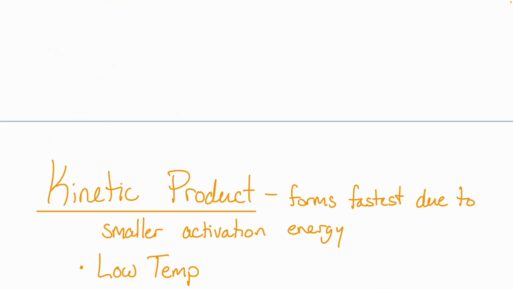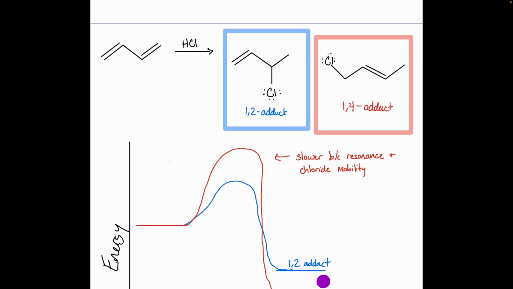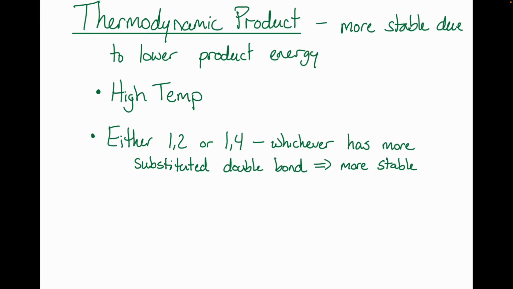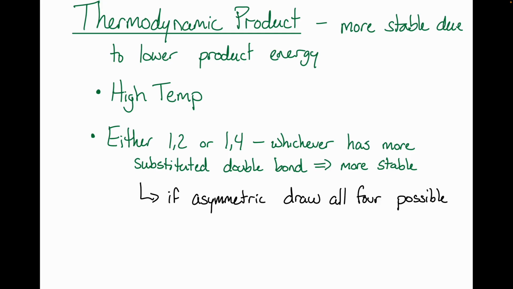Okay, so in our first example that we did here, it was indeed that 1,4 adduct, but you can't just always say it's going to be the 1,4 adduct. You have to draw all your possible products and look to see which one is going to be the most stable, aka which one has that more substituted double bond. And again, we can just note, in this case, there was only one 1,2 and one 1,4, but if it's asymmetric, we've got to draw all 4 possible products to determine which one is most stable.